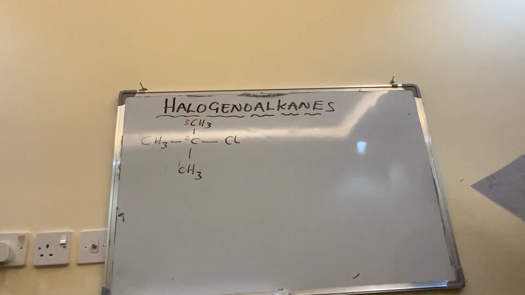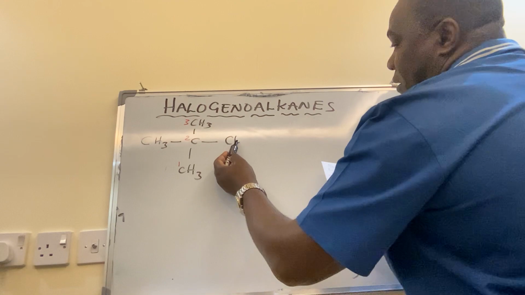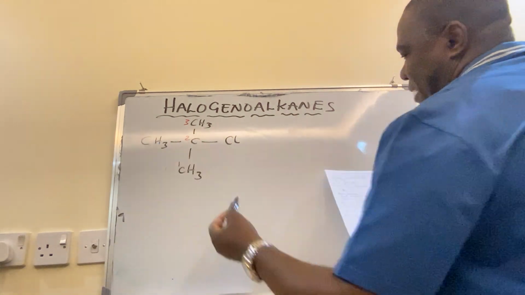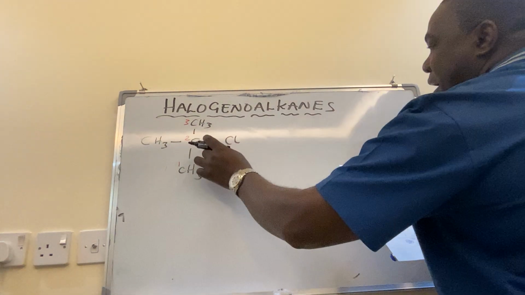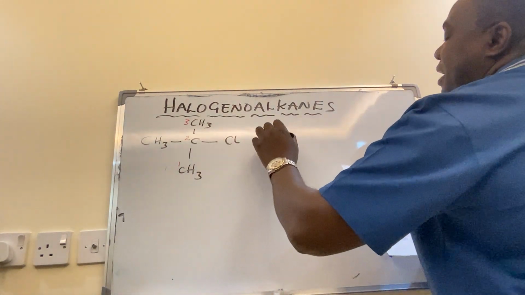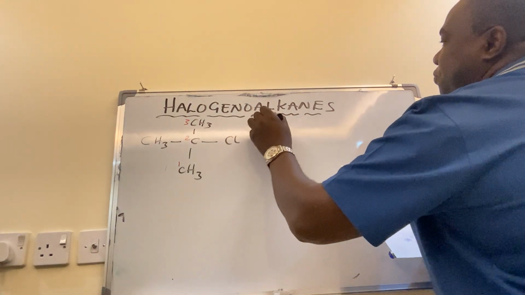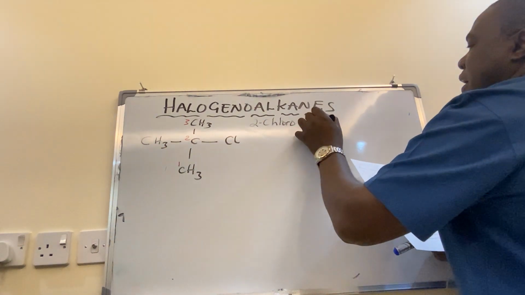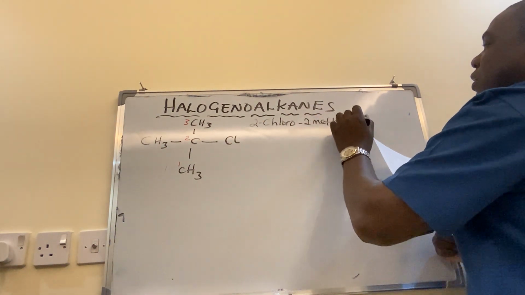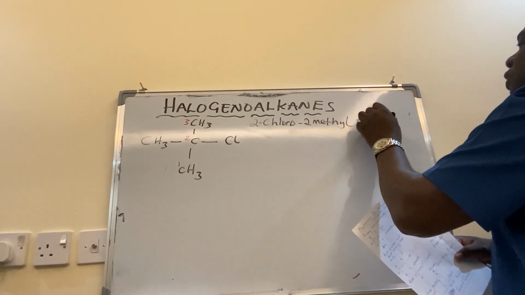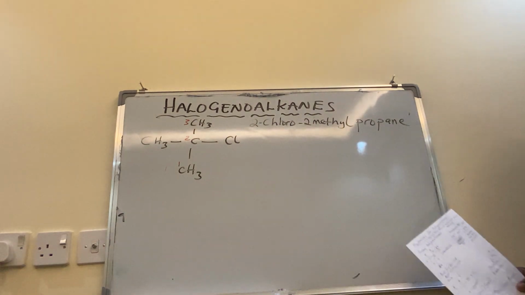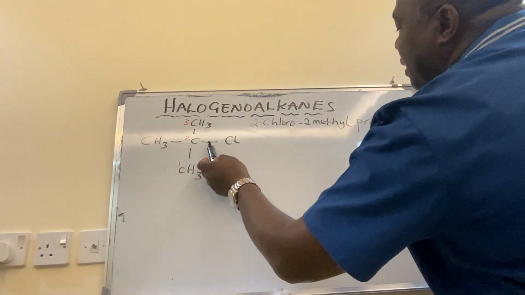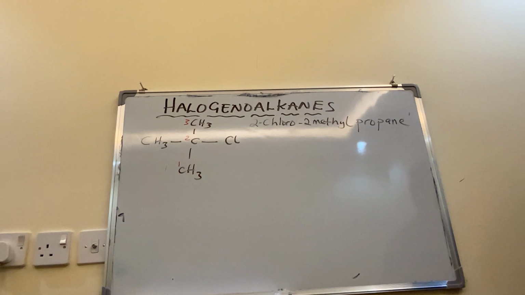So we would call this one 2-chloro, 2-methyl. Chloro, C comes before M in the alphabet. So the name of this halogenoalkane is actually 2-chloro-2-methylpropane. So 2-chloro-2-methylpropane is a tertiary halogenoalkane because the chlorine is connected to a carbon which does not have any hydrogen at all.